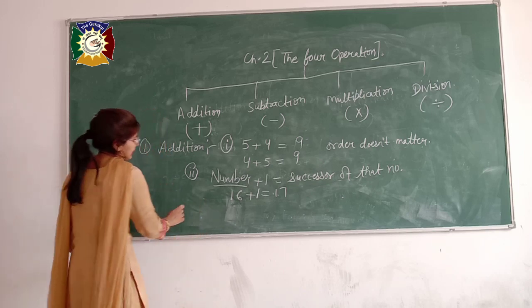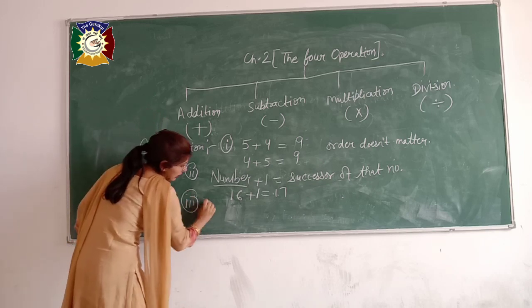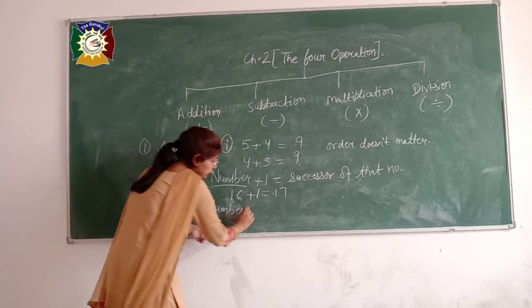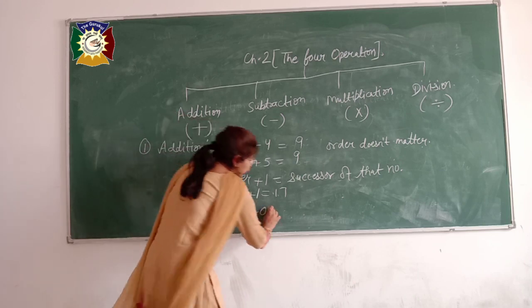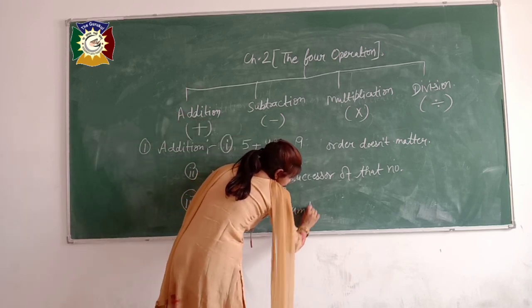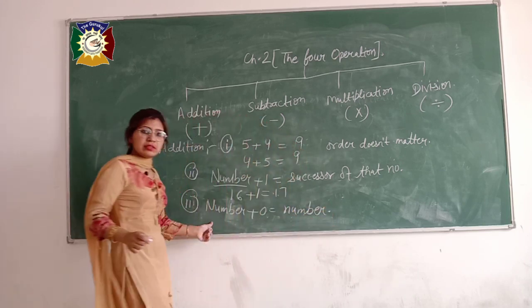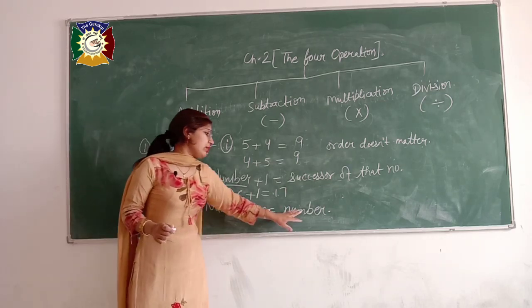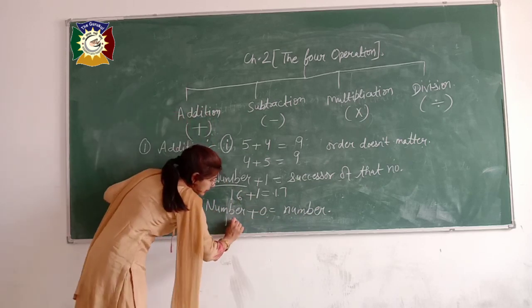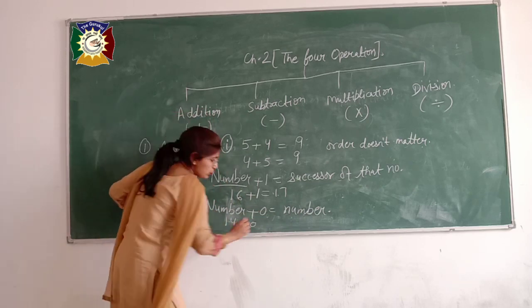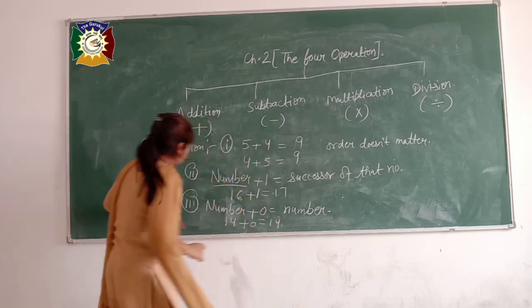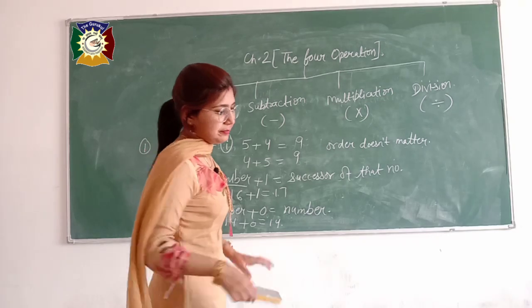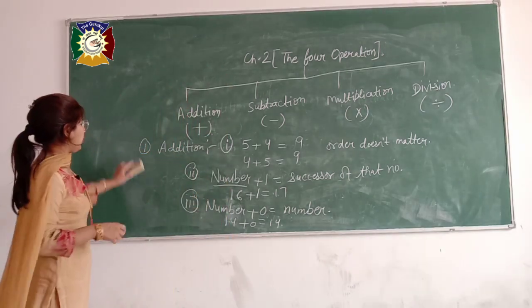Now the third property is, if there is any number and you add 0 to it, then you will get the number itself. There is no change in the sum. Sum is the same as the number. Number plus 0 will give you the same number. If it is 14 and you add 0 to it, you again get 14. These are the 3 properties of addition. Okay? Hope it is clear to you all.